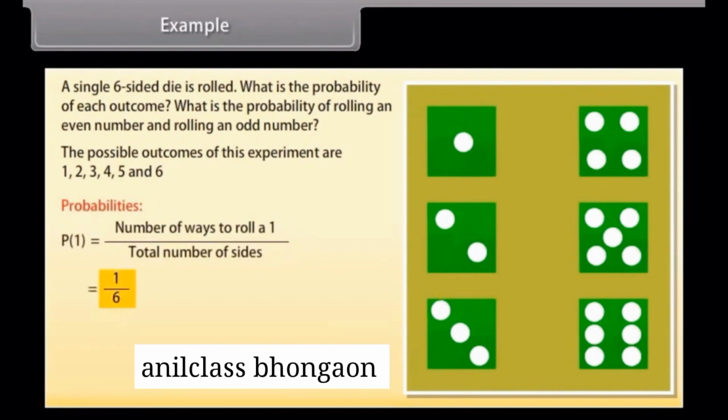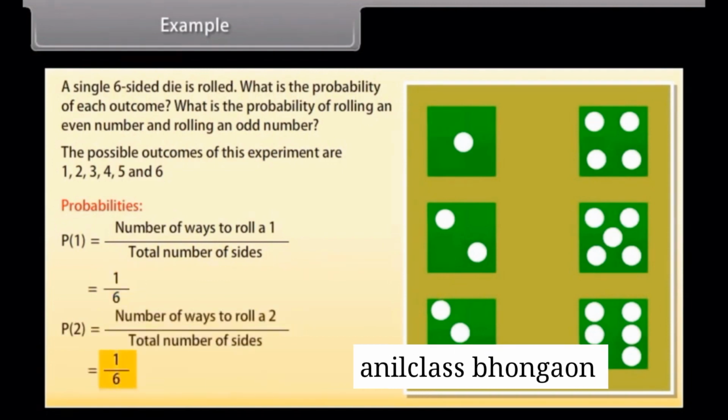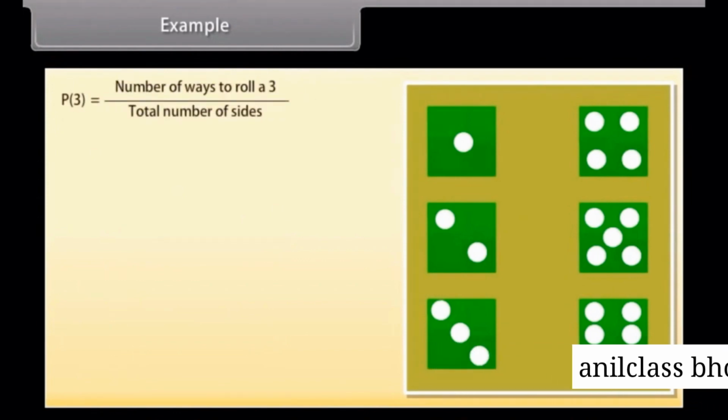Probability of 2 is number of ways to roll a 2 by total number of sides, which is equal to 1 by 6. Similarly, the probability of 3 is number of ways to roll a 3 by total number of sides, which is equal to 1 by 6. In the same way, we will find the probabilities of 4, 5, and 6.